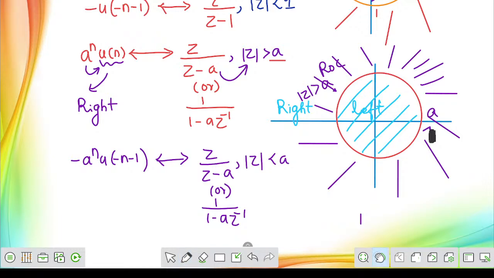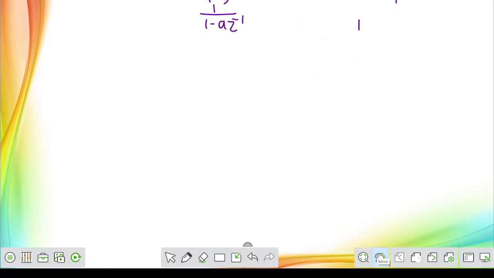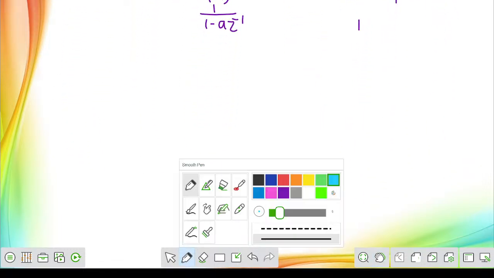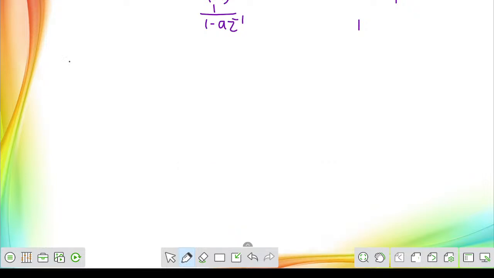Whenever it is given in the question, they will ask only two types of ROC. Always remember, it is very easy. Now, let us conclude. For example, if I have 2 power n into u of n, what will be the ROC for this? If they are asking to find the region of convergence for the given sequence, in one step directly, what you can say is, mod z, if it is a right-sided sequence, then whatever value you have, just put greater than 2. That's it. That is the region of convergence. Done.